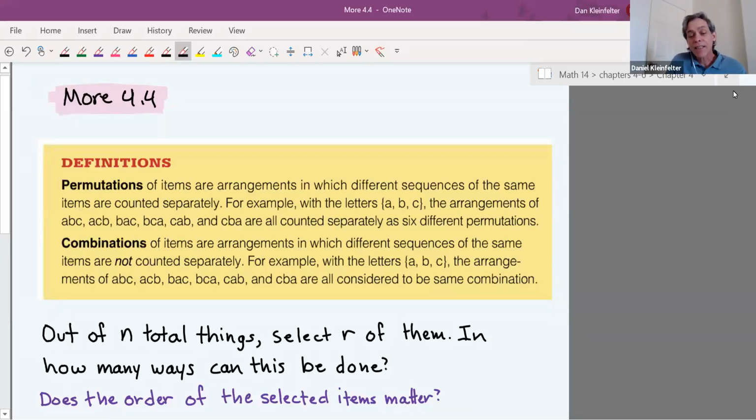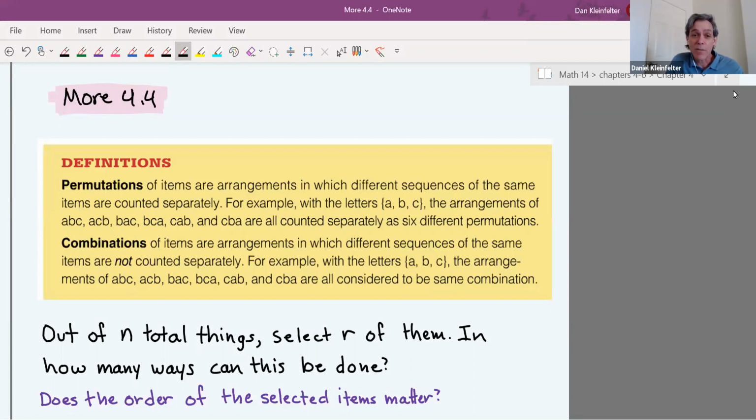Welcome back, everybody. In this video, we're going to continue with section 4.4 by talking about permutations and combinations. So we worked on the fundamental counting principle, which told us about how you could break down a big task into subtasks to figure out the number of ways of completing a big task.